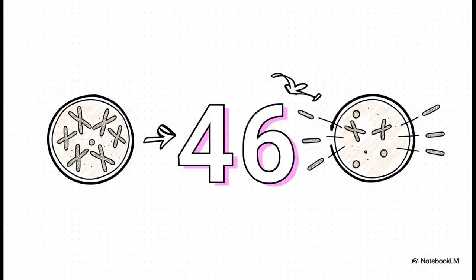Let's actually put some numbers to this to understand what scientists call equational division. We'll use human cells as an example. So, 46 chromosomes line up in the middle. When they split, 46 chromatids get pulled to the top pole and 46 get pulled to the bottom. The moment they separate, they are officially considered individual daughter chromosomes. The total number stays exactly the same.